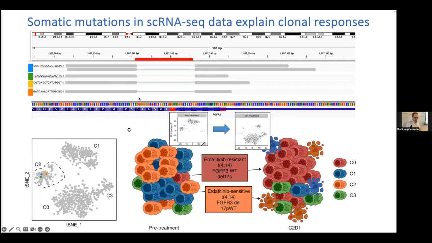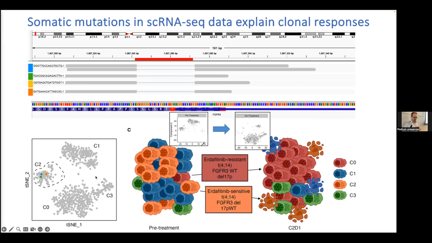So when we zoomed in on their sequencing reads, here are four clusters. The top two were only seen pre-treatment. The bottom two were only seen post-treatment. And if you zoomed in on their individual sequencing reads, all these cells in cluster two, I've just shown four of them here, all had this in-frame activating deletion within FGFR3. And in fact, that's the exact cluster that fully melted away. And then this large cluster that has deletion of 17p, which is a very aggressive marker of multiple myeloma, this subclone that only had very, very few cells pre-treatment essentially filled the niche.